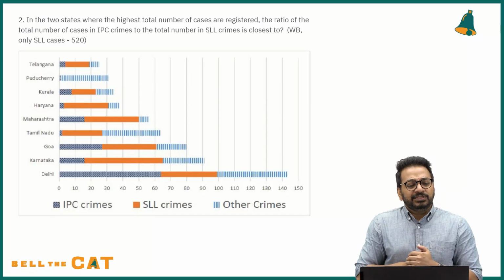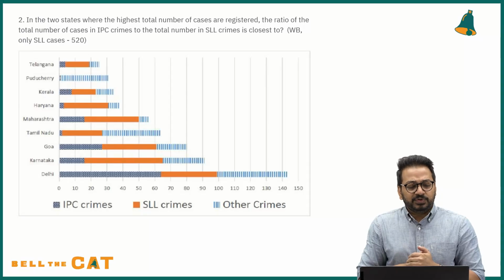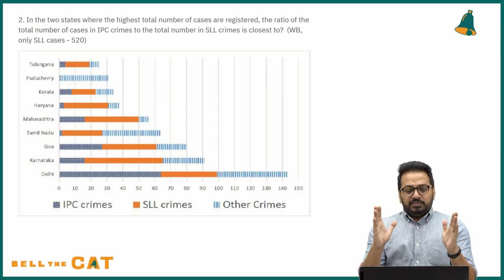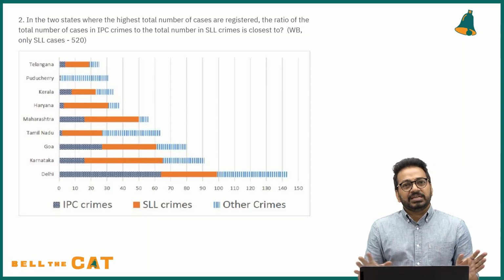Next one, in the 2 states where the total number of cases registered are the highest, the ratio of total number of cases in IPC crimes to the total number of cases in SSL crimes was what? Now from this table, what is very clear?